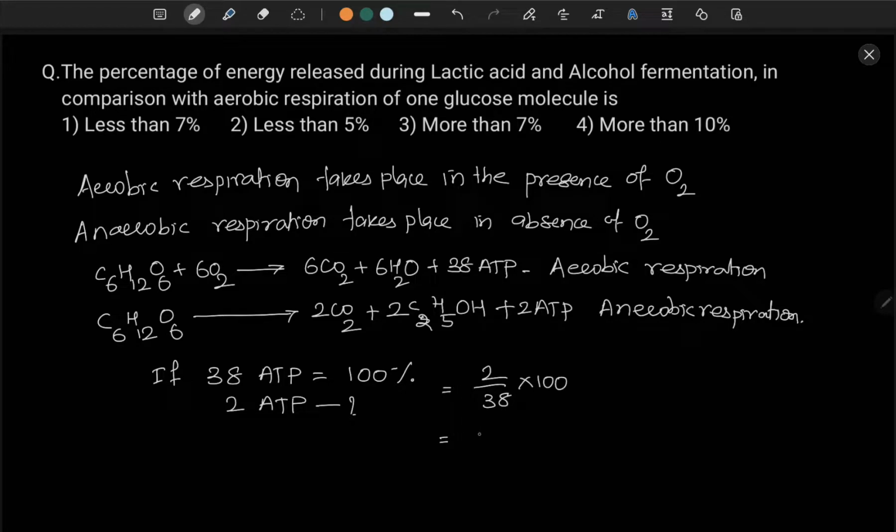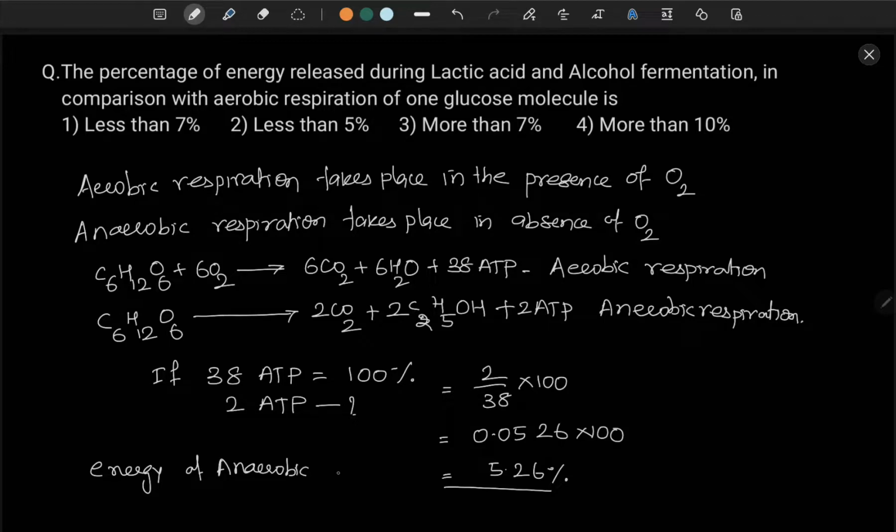So 2 by 38 is equal to 0.0526, into 100 is equal to 5.26 percent. This is the amount of energy liberated during anaerobic respiration. So, if you take 38 ATP molecules as 100 percent, anaerobic respiration gives just 5.26 percent.